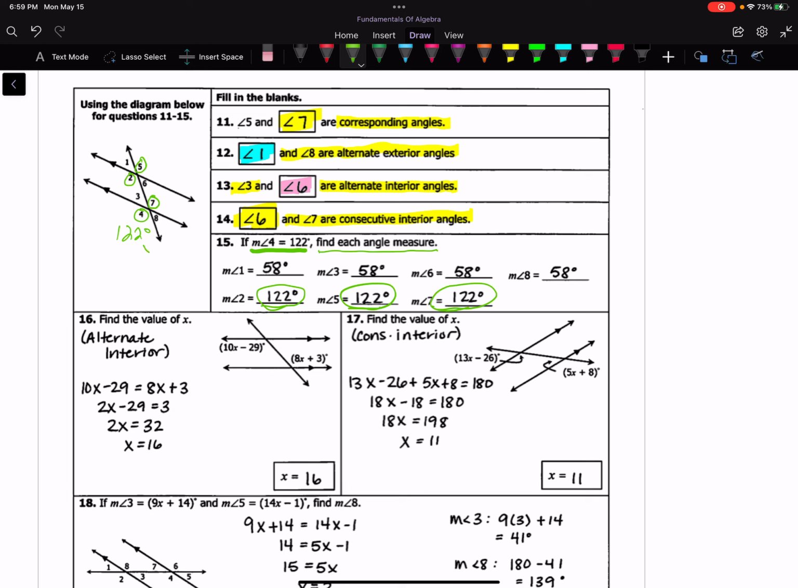Now we calculate these two. We know that 4 plus 8 has to equal 180. So we just subtract the 122 from that, and that tells us that angle 8, and I'm going to change to orange, angle 8 is 58 degrees. So the orange ones all are going to be equivalent, and they're all going to be 58.